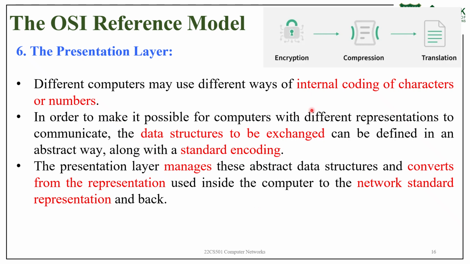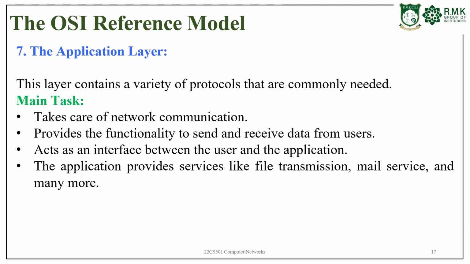You can just observe whenever you open WhatsApp, for some of the contacts which you have already stored, after some time you will observe that the security code for this particular person has been changed. You can see an automatic message popping up. It is nothing but the same kind of encoding that is taken care of by the presentation layer. The presentation layer manages these abstract data structures, converts them according to the representation, and then transmits them to the network standard representation and back and forth.